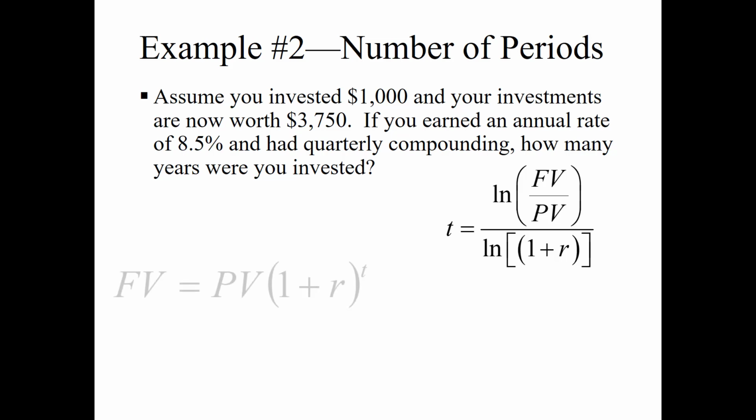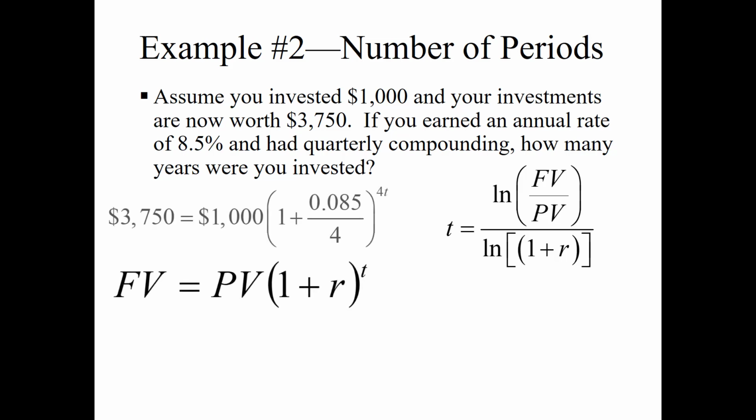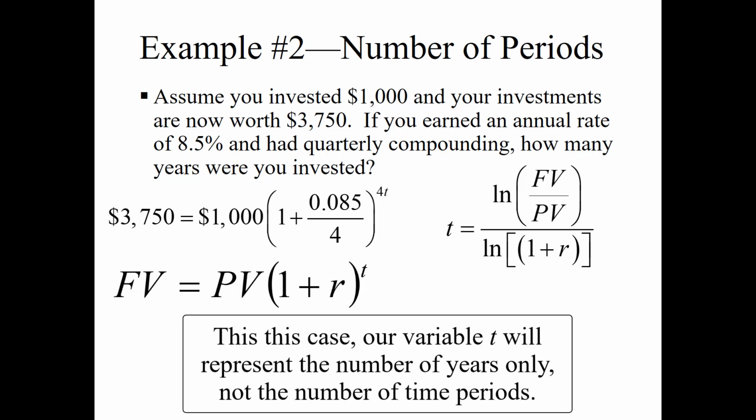And so first we're going to set up our future value equation, where our future value is equal to $3,750 and our present value is $1,000. Our r is going to be 8.5% divided by 4. And in this case, we need to take our number of years and multiply it by 4 in order to solve for our t.